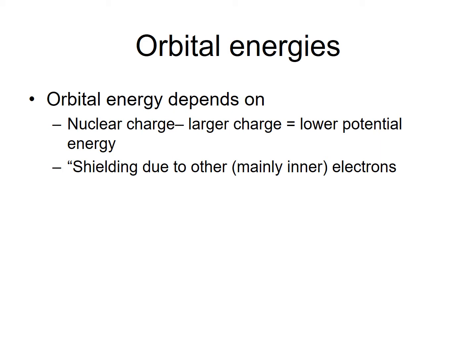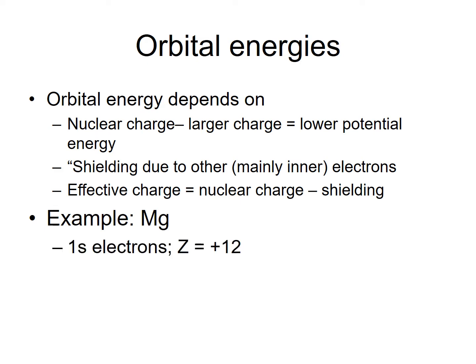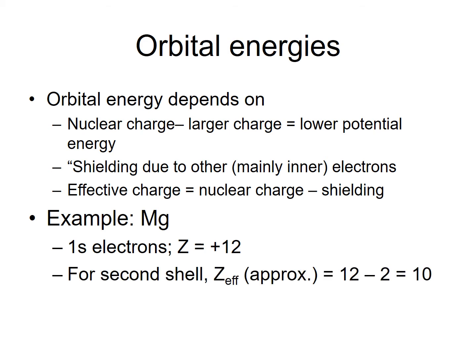And the shielding is due to other electrons preventing an electron from seeing the full positive nuclear charge. And we refer to something called an effective charge, and that is the actual nuclear charge minus the shielding effect. So for example, for the magnesium atom, the 1s electrons, the first two electrons in magnesium, are at the very lowest energy. They see a nuclear charge of 12. That makes them much, much lower in energy and much, much smaller than the equivalent electron in hydrogen.